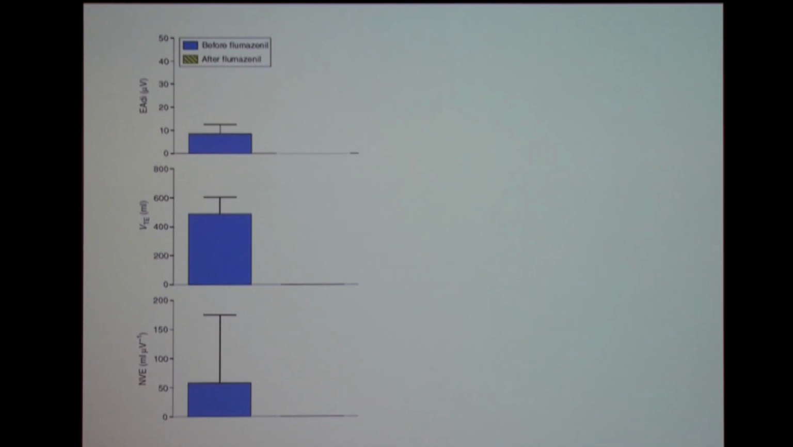So what we found is that, as expected, there is some residual sedation at the beginning of the weaning, and the effect on the EDI was an increase of 70%.